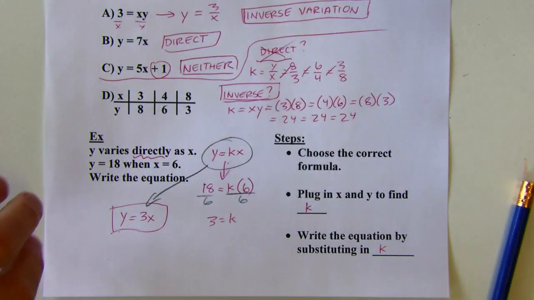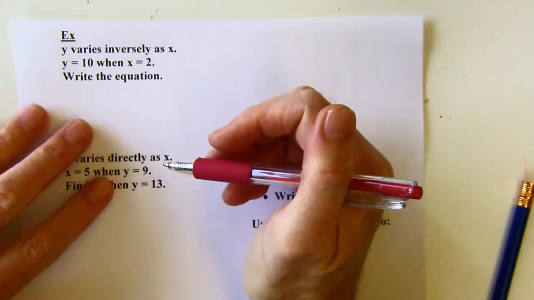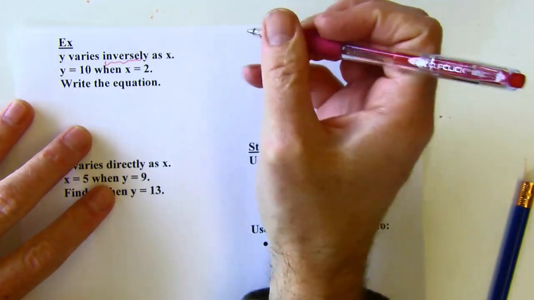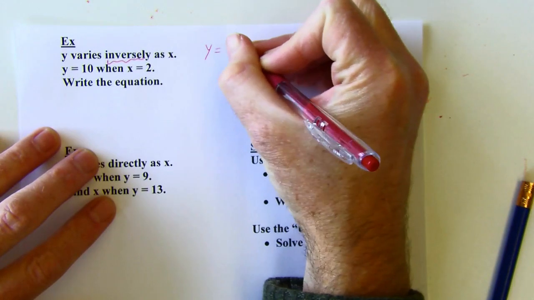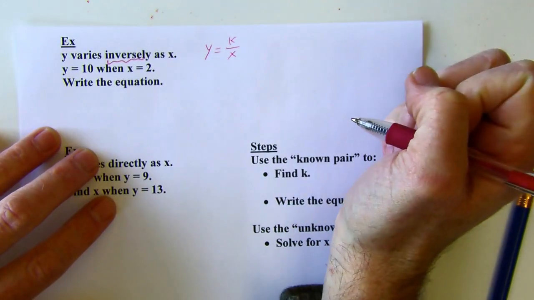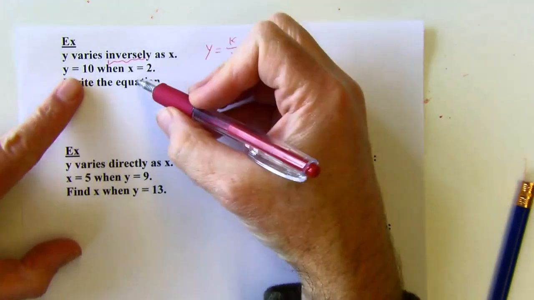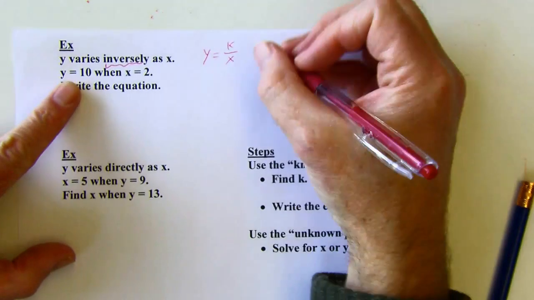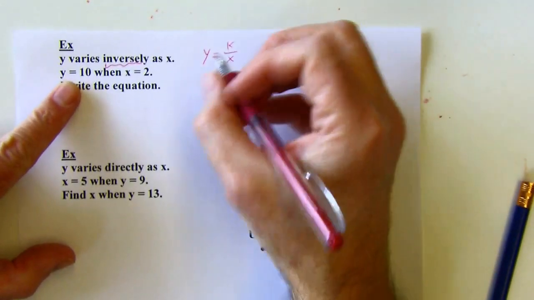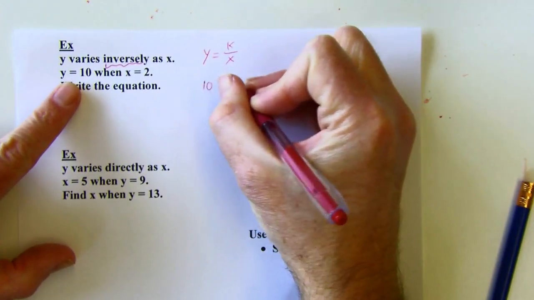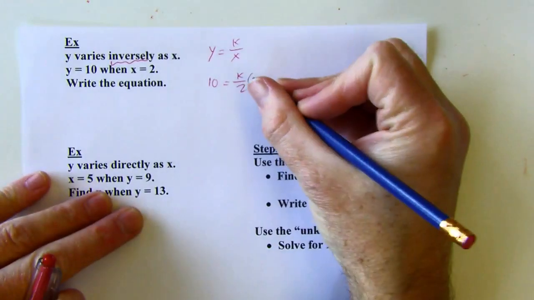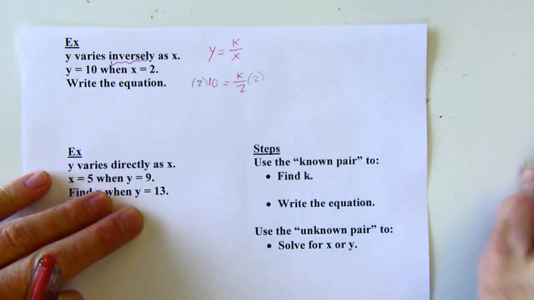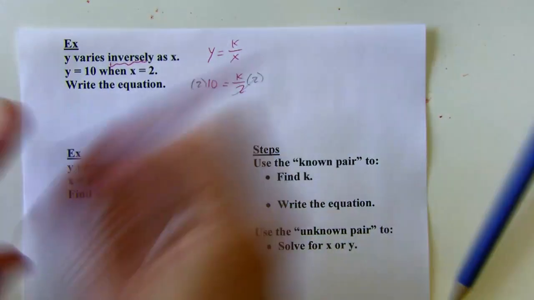Okay, on the next page, let's try an inverse variation problem. So I can see it says that this is inverse. So my starting place, without even reading the rest of the question, I know I'm going to be dealing with y equals k over x. So I want to substitute my x-y pair into this so that I can solve for k. So y is 10 when x is 2. Then I'll multiply both sides by 2 to isolate the k. k is going to equal 20.